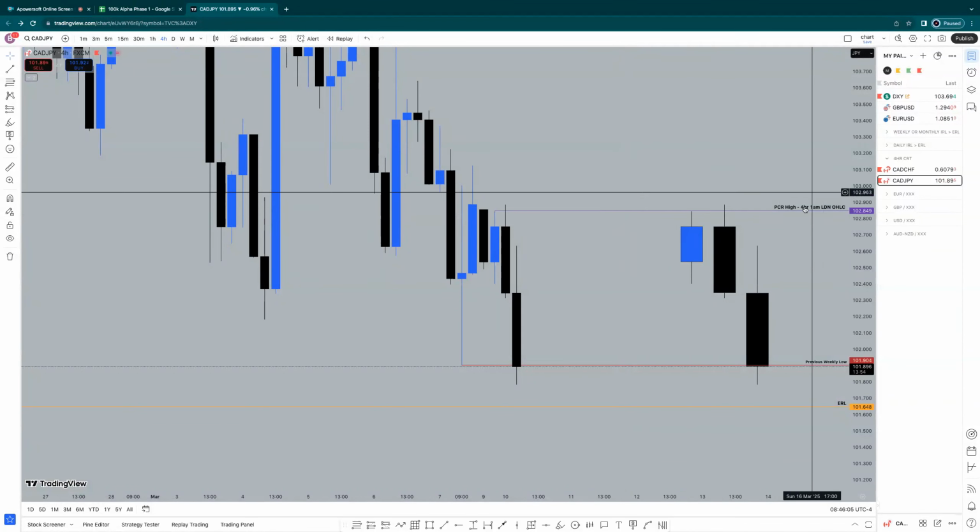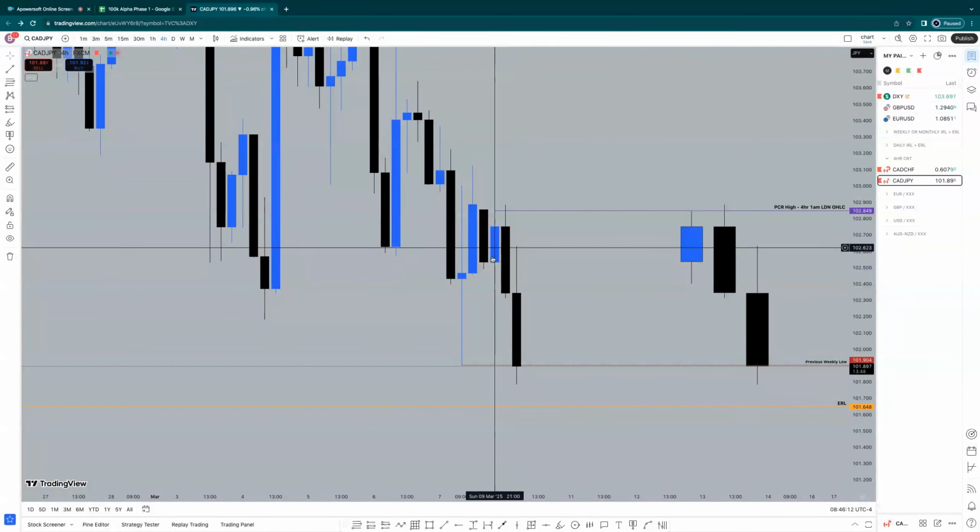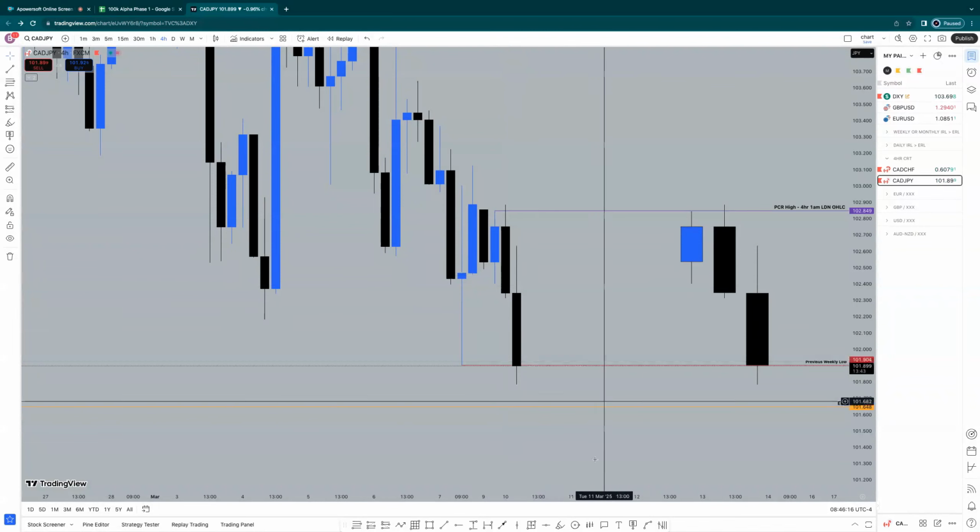So as you can see here, I have this previous candle's range high, 4 hour high, 1 a.m. London open, high, low, close. Now, what I mean by that is this is the Asia session's 4 hour candle, and this is the London session's 4 hour candle. Okay.